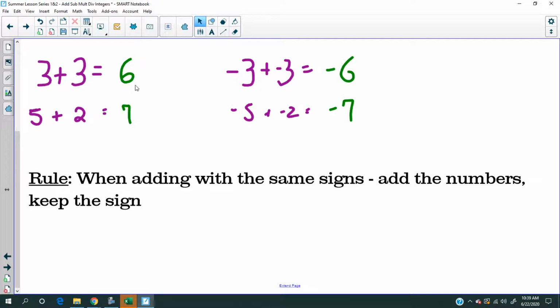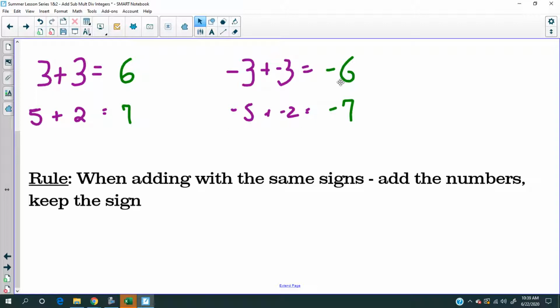So in other words, what you need to know is when you're dealing with integers, you always have to be mindful of two things. One is what's the numeric answer? What's the actual number? And then the second thing you got to worry about is, hey, what's the sign in front of the number? Okay, so watch one more time.